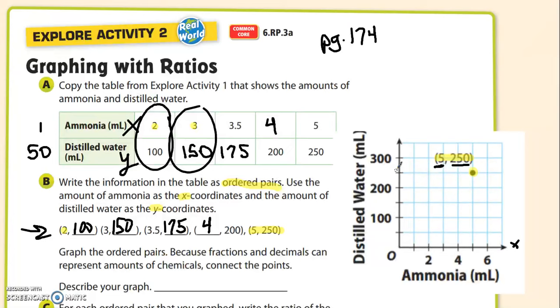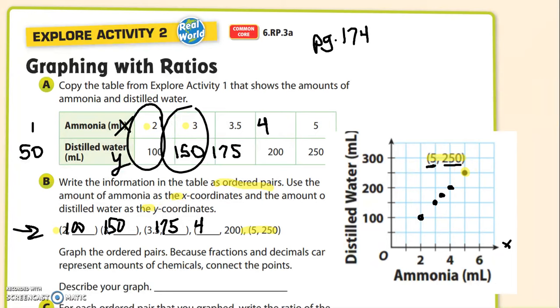The first one is 2 comma 100, means over 2 up 100. The third one is 3, 150, that means over 3 up 150. Next one, I'm going to skip that decimal one for a minute, and I'm going to do over 4 up 200. And I think you should notice a perfect pattern there. Now that one I skipped is just over 3.5. There's 3, there's 4, 3.5 is right in the middle, so I'll go between. If I go straight up to about 175, you can see really a perfect line there.